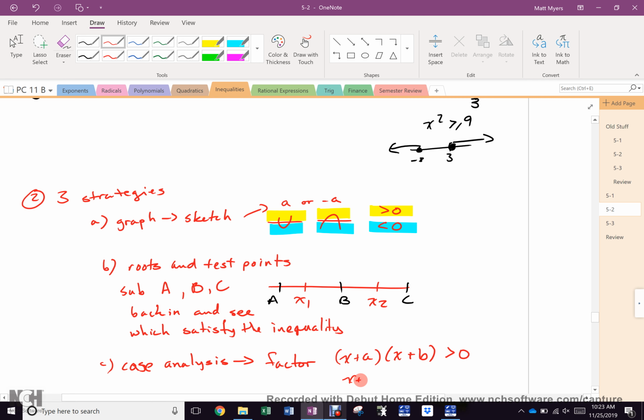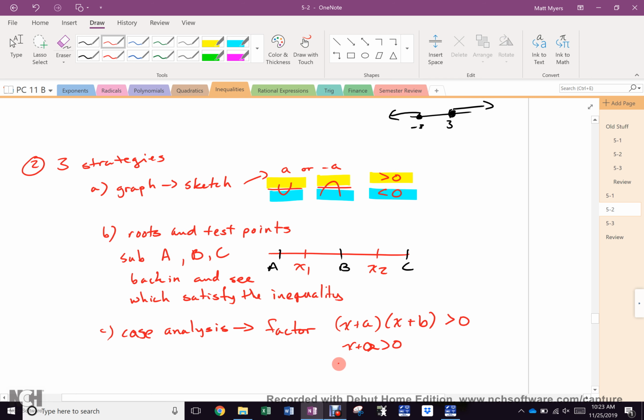Then x plus A has to be greater than 0, and x plus B has to be greater than 0. Or, what would be the reverse that would keep this true? x plus A is less than 0, and x plus B would also have to be less than 0, because two negatives would make me a positive, right? Yeah?